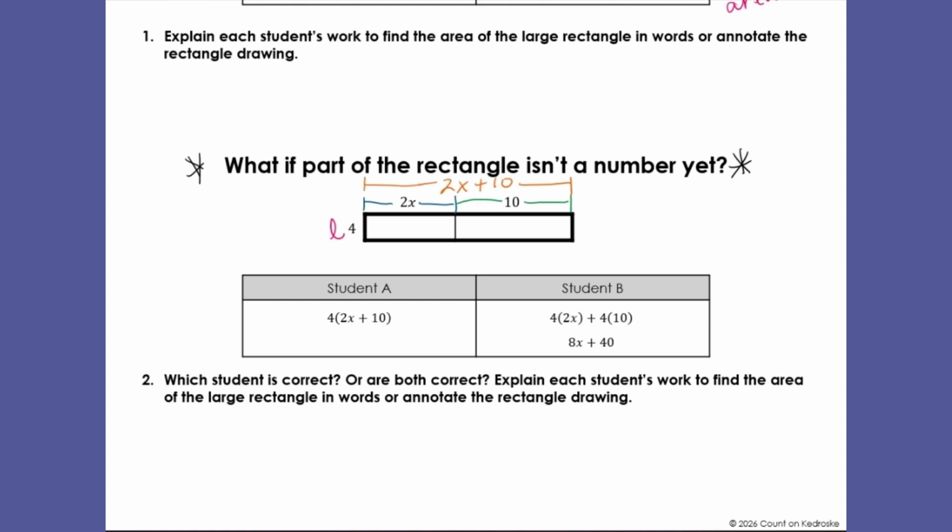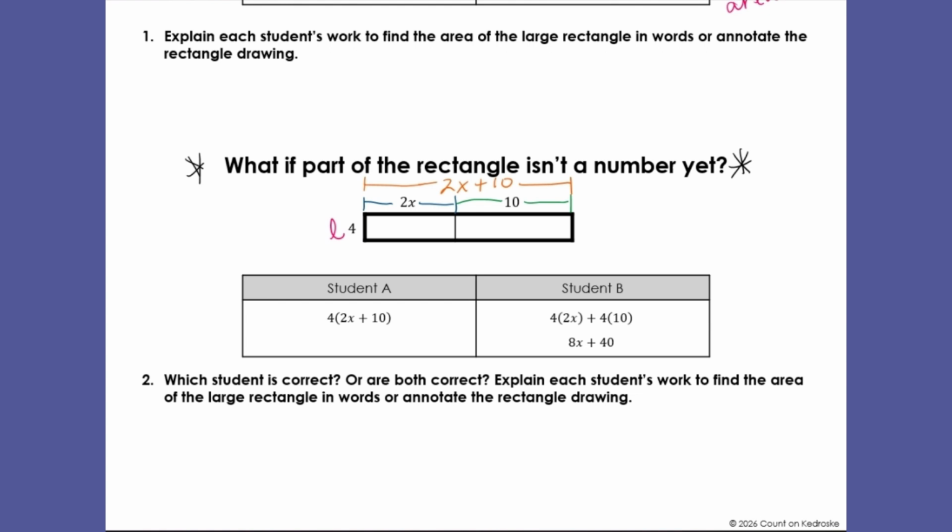The second question is similar to the first, which says, here's student A's work, student B's work. Which student is correct? Are they both correct? Explain each student's work to find the area of the large rectangle in words or annotate the rectangle drawing. Now when you're looking at a rectangle that doesn't have numbers for all of its dimensions, it just gets a little bit more complicated.